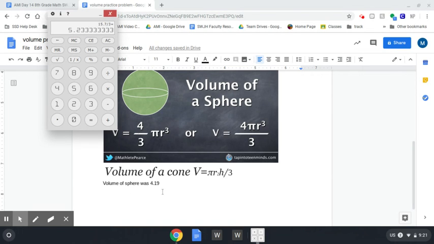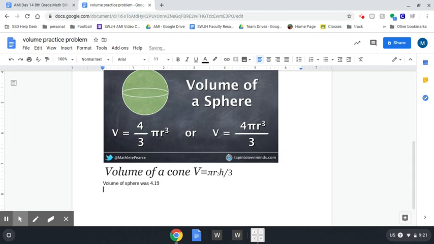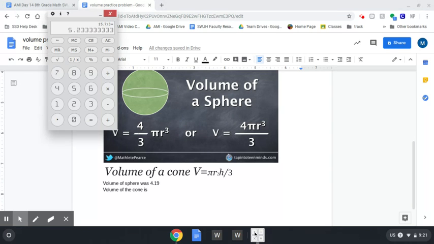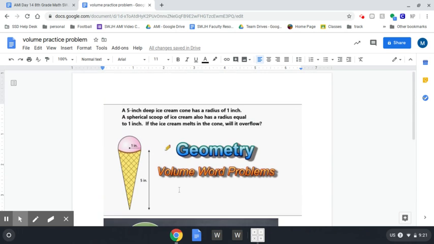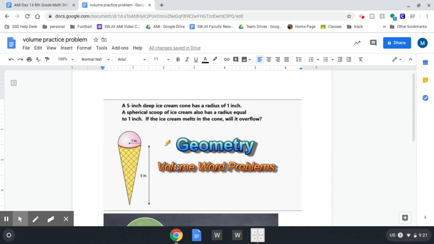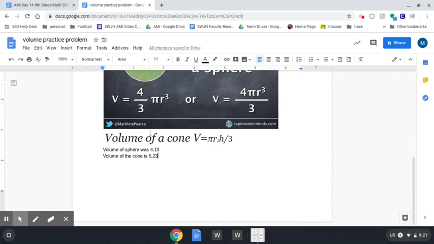And so the volume of the cone is 5.23. So as you can see, the cone has a bigger volume than the sphere of the ice cream. So if it were to melt, it would in fact not overflow. It would be able to hold the volume of the ice cream.